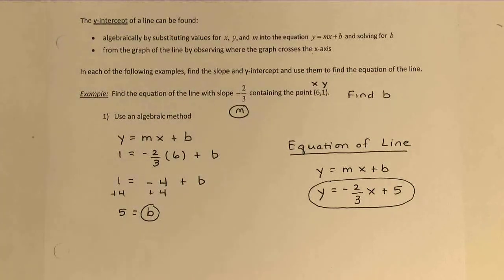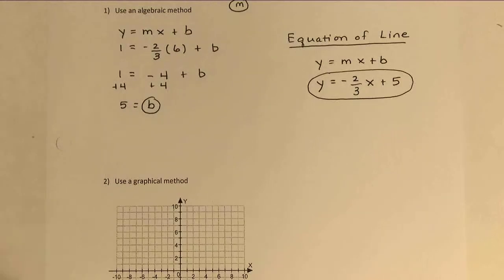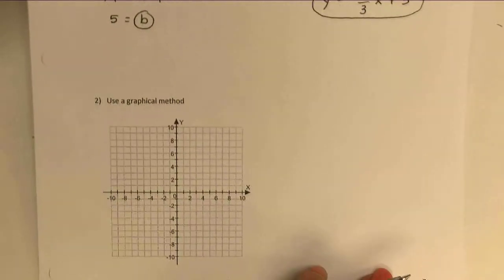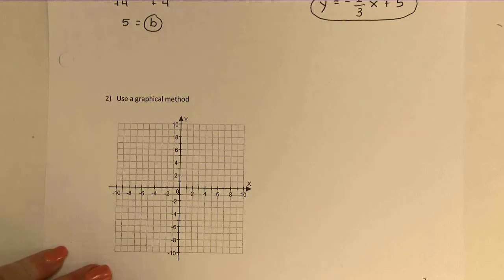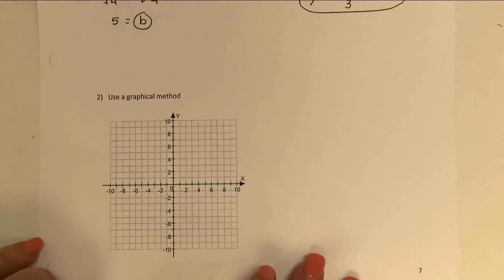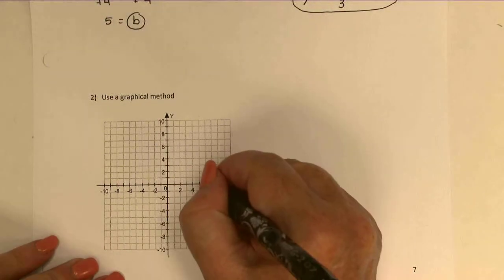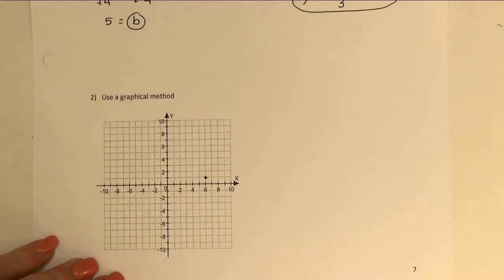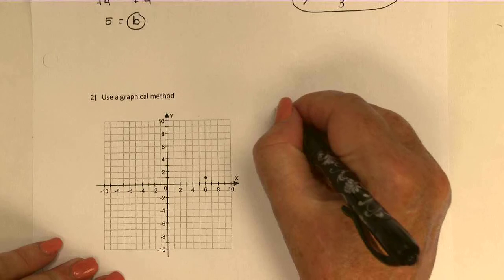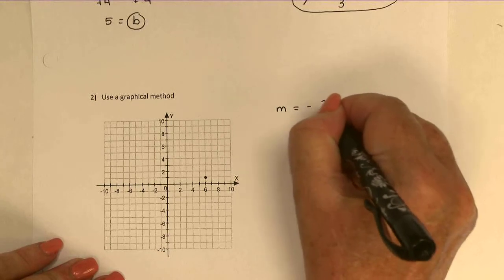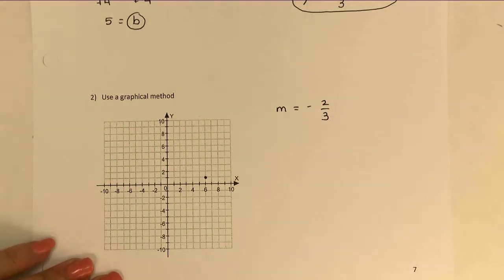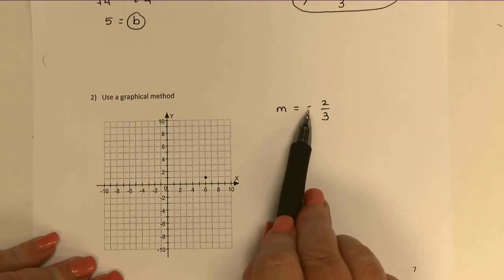Let's take a look at the same problem graphically. Graphically, I always need a point to start, so I need to graph a point on the line first. And in this particular case, we knew that the point 6, 1 was on the line. So I'm going to go ahead and plot that point right away. I then was told that the slope m is negative 2/3. And I'm going to use the graphical concept of slope as rise over run to draw this line.